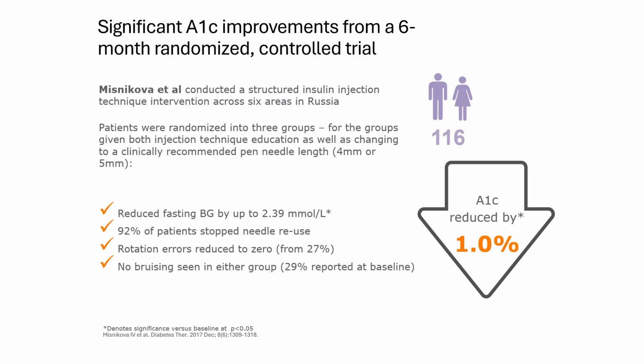In another study of 116 patients, they were randomized into 3 groups, and they were given injection technique education as well as a change in pen needle length. It reduced their fasting glucose by up to 2.4 millimoles and reduced their A1C by 1%, a significant change.